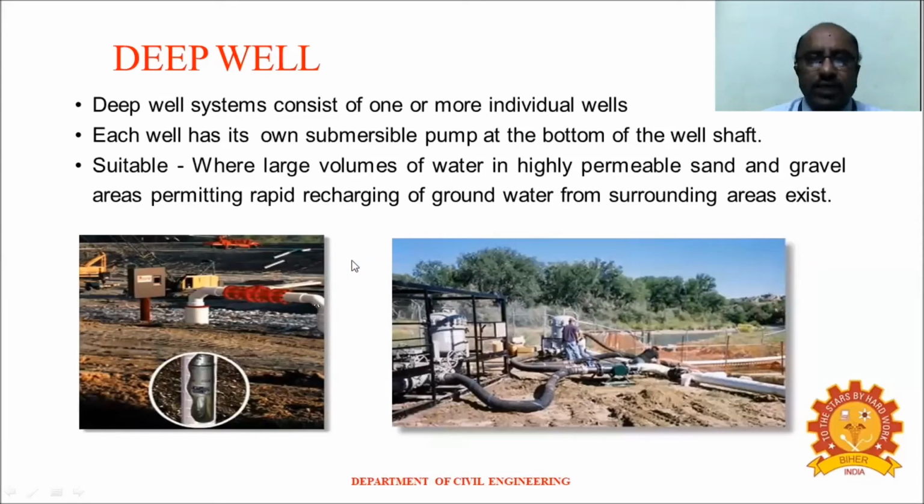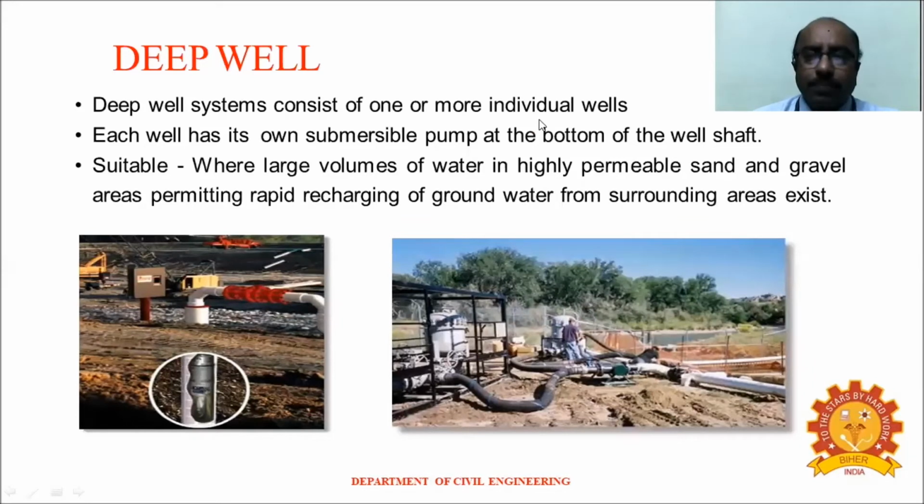As we have the limitation that these well systems can only lower the groundwater table to a depth of 4 to 6 meters, if you want a deeper lowering of the groundwater table, we have to go for another method, that is the deep well system. A deep well system consists of one or more individual wells. Each well has its own submersible pump at the bottom of the well shaft. So that is the difference between the well point system and the deep well system.